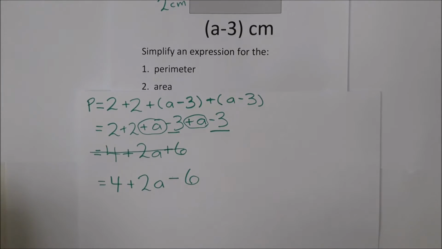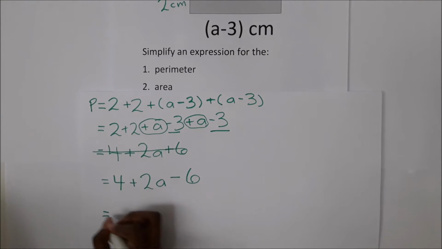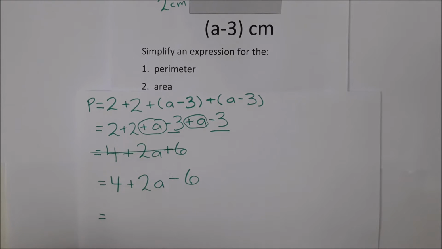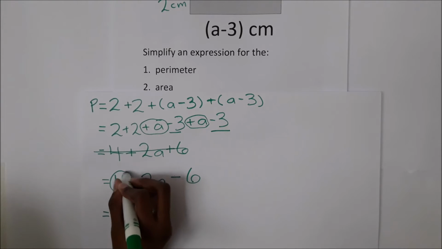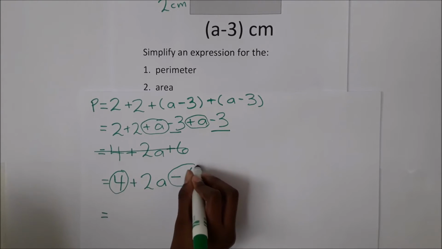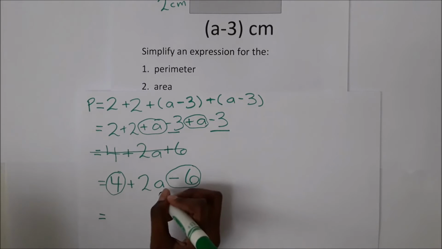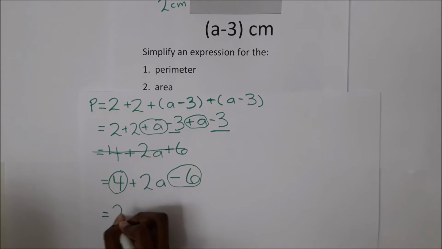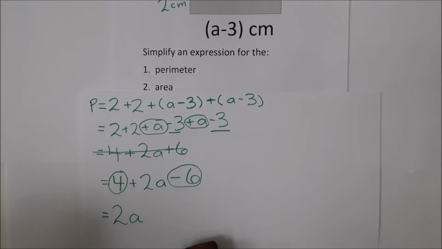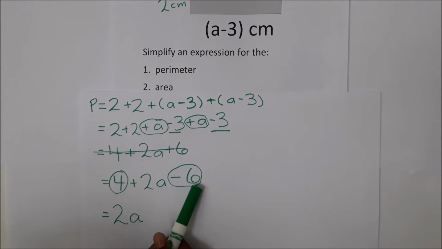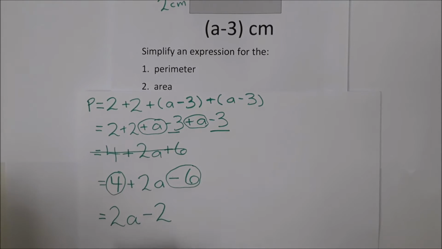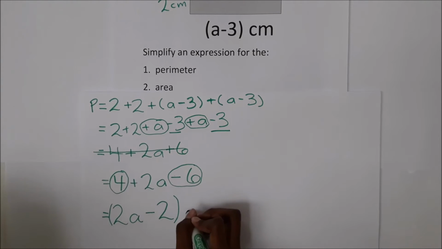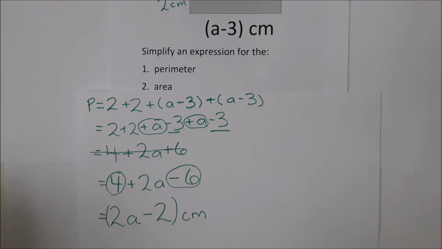Okay, we're not finished. Equal. Circle the numbers. Numbers, circle the numbers. You have two numbers that you have to add. Write the 2a. Put the 2a. That's the answer, you can't change that, 2a. Now what are you going to get when you add the numbers? 4 minus 6 is negative 2. Negative 2. And put that in brackets and put centimeters. And that's the perimeter, 2a minus 2.